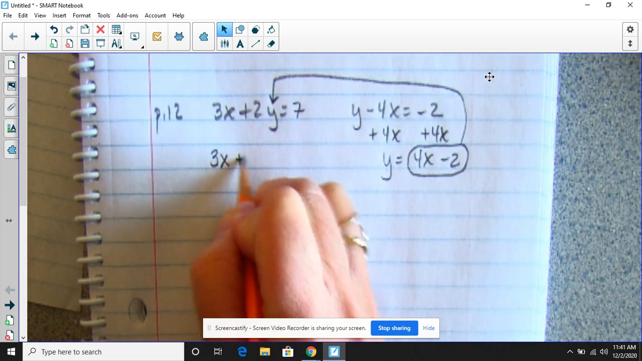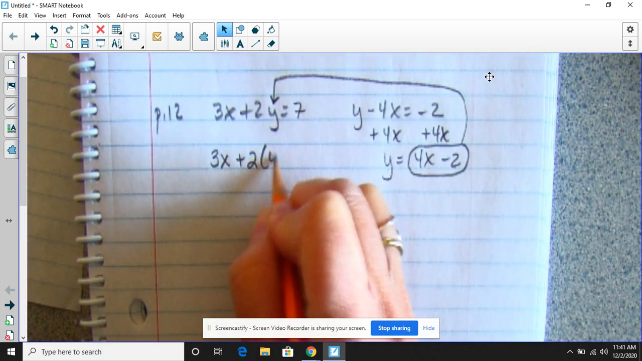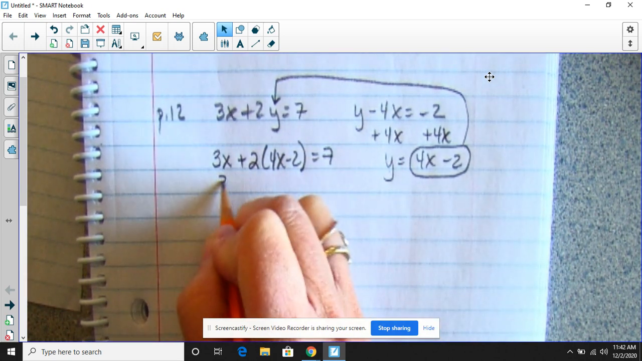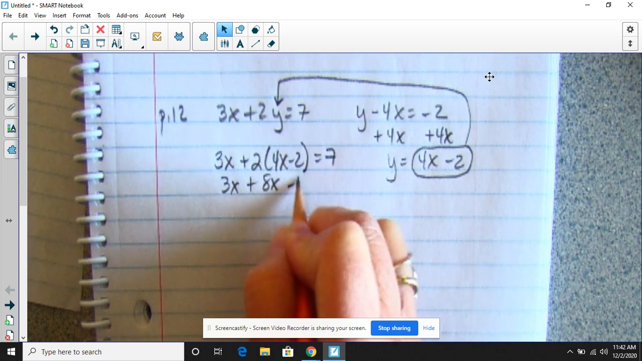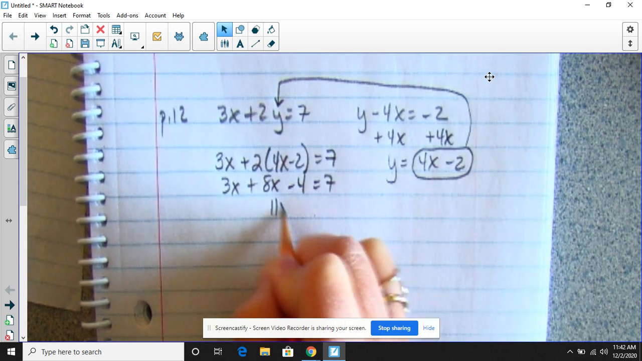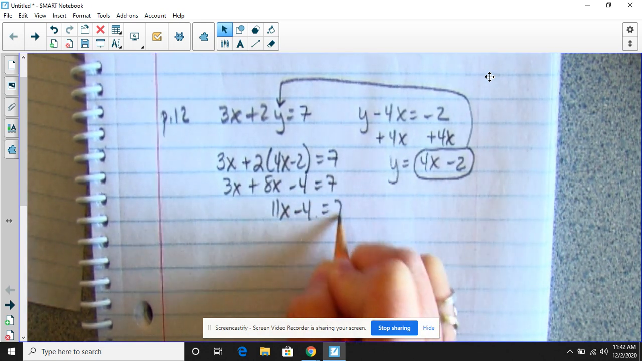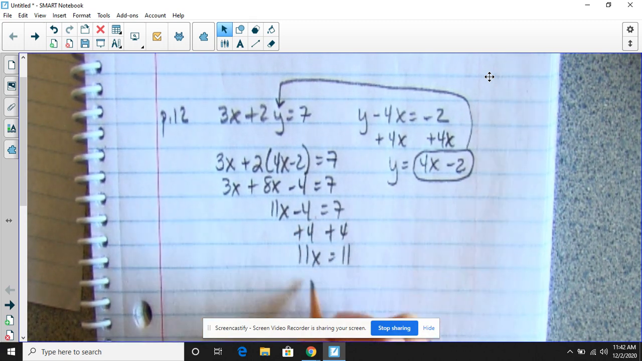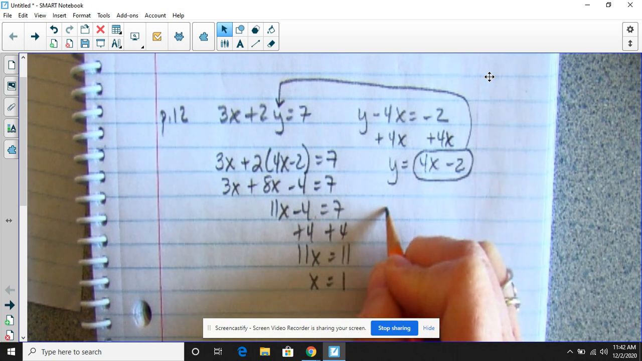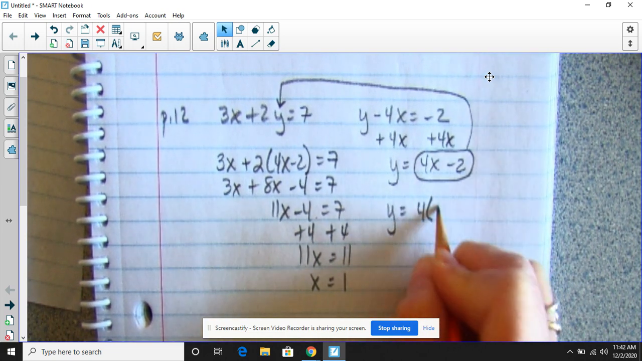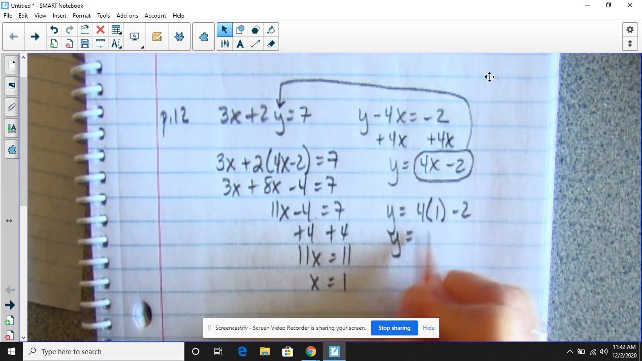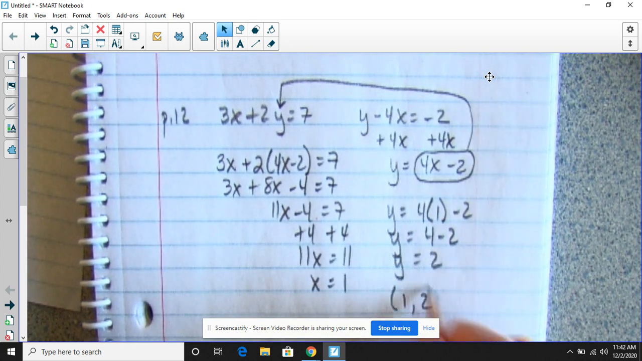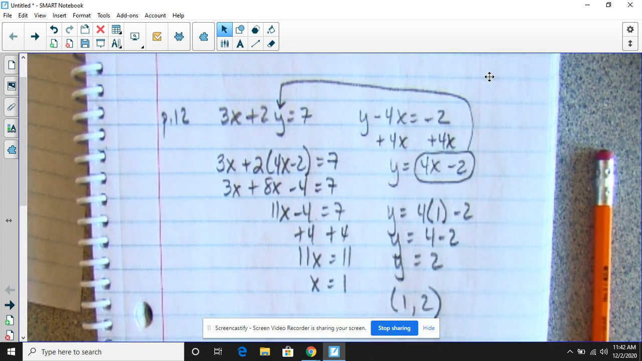So 3x plus 2 times (4x minus 2) equals 7. And that'll give us 3x plus 8x minus 4 equals 7, which is 11x minus 4 equals 7. Add 4 to both sides. So 11x equals 11, so x is equal to 1. And so y is equal to 4 times 1 minus 2, which is just 4 minus 2, which is 2. So that ordered pair is (1, 2). Hope that helps.